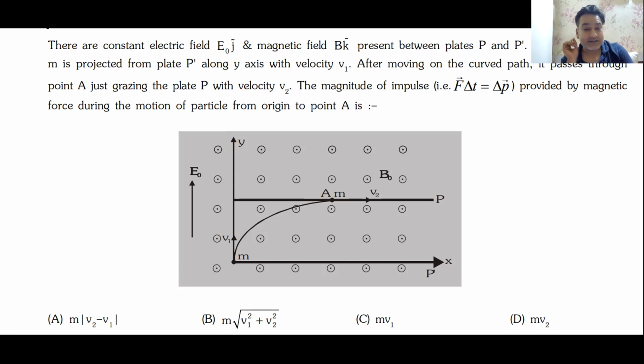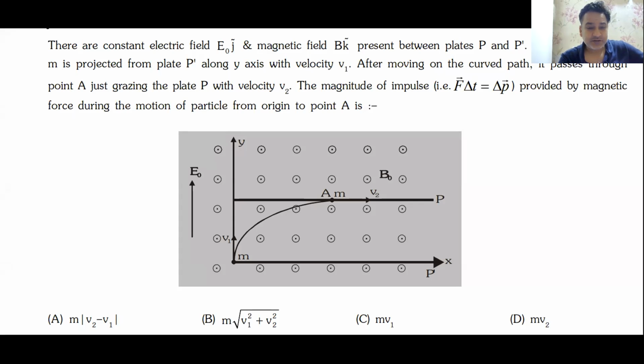The magnitude of impulse, remember the magnitude of impulse F delta T is delta P vector, provided by the magnetic force during the motion of the particle from origin to point A. The question is pretty simple, and your options are there, A, B, C, D, and I give you 2 minutes to think about this. Remember, this is how questions are framed in JEE.